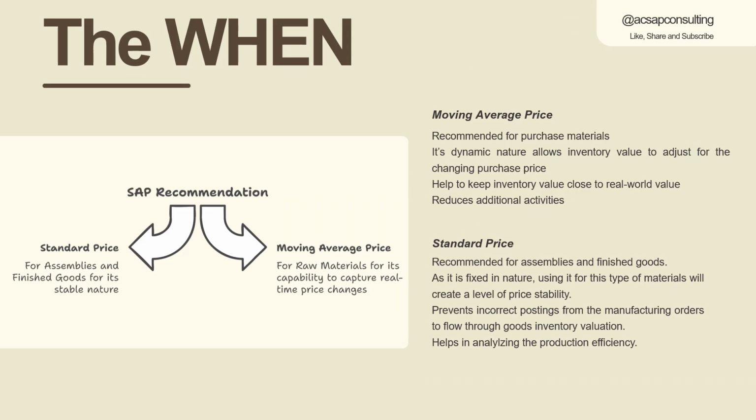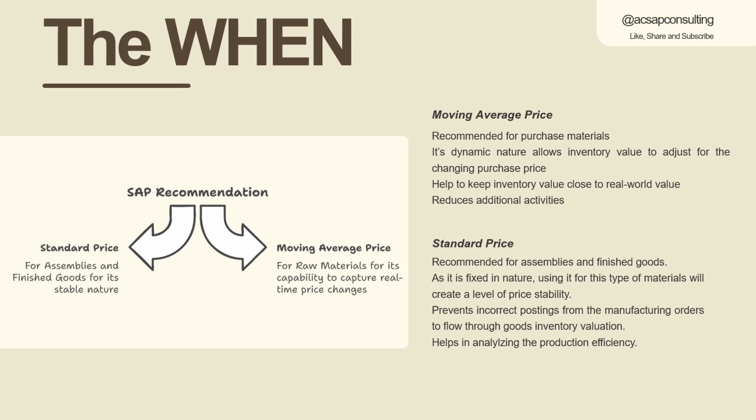SAP recommends standard price for assemblies and finished goods. So any kind of product which is an end product, it is recommended to use a standard price. And moving average price is recommended for raw materials. That means these are mostly the materials which are purchased from external vendors. And why does it recommend in that way?